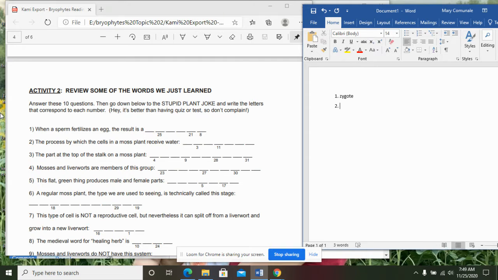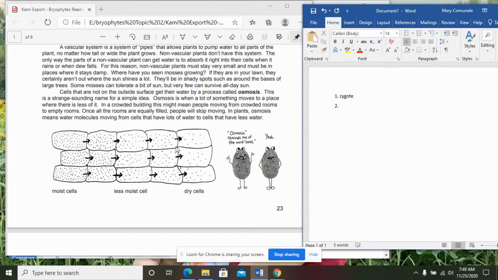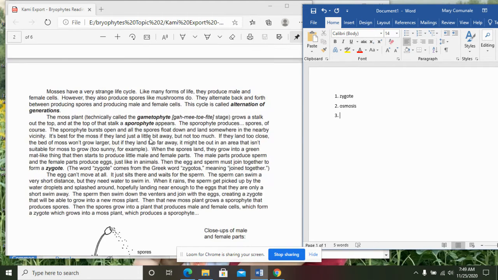Question number 2, the process by which cells in a moss plant receive water. We talked about that one a bit ago. Back up here with the water stuff, it's called osmosis. I told you they kind of go in order, but not exactly. The part at the top of the stalk on a moss plant. Oh, back down here again. At the top of the stalk is called a sporophyte.